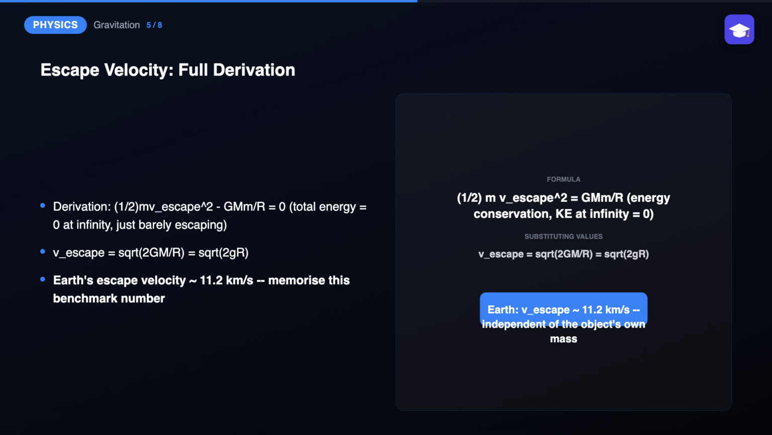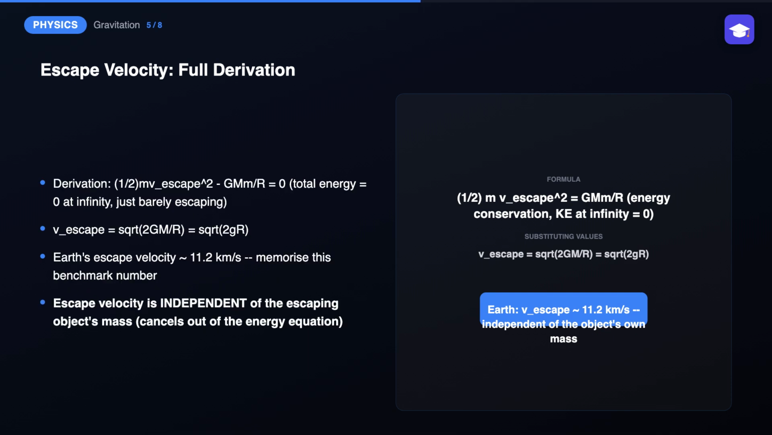A critically important, frequently tested point: escape velocity is completely independent of the escaping object's own mass. A feather and a rock, launched from the identical location, both require exactly the same escape velocity. This is a direct, elegant consequence of gravitational mass and inertial mass being exactly equivalent, which is precisely why the object's mass cancels out completely from both sides of that governing energy equation.